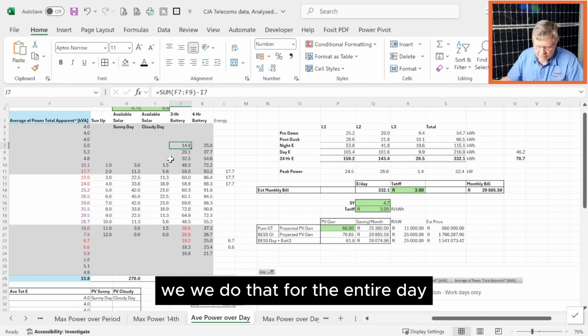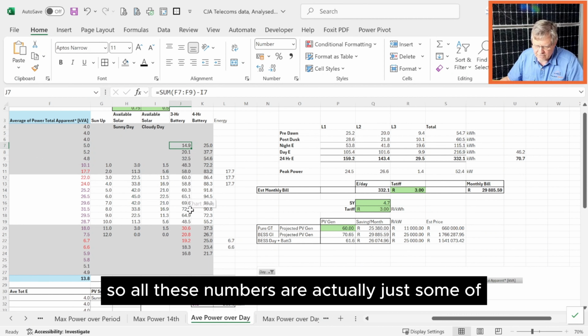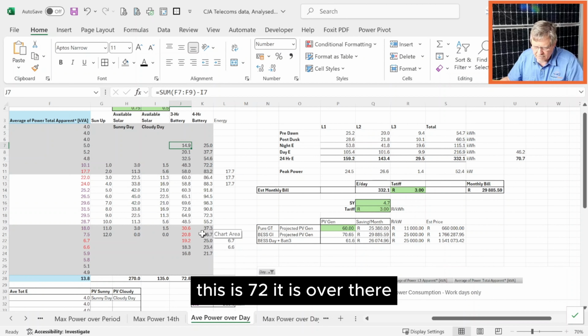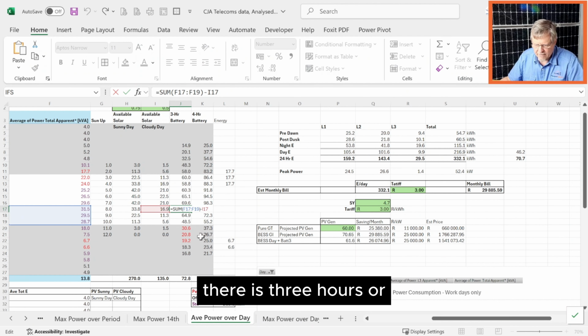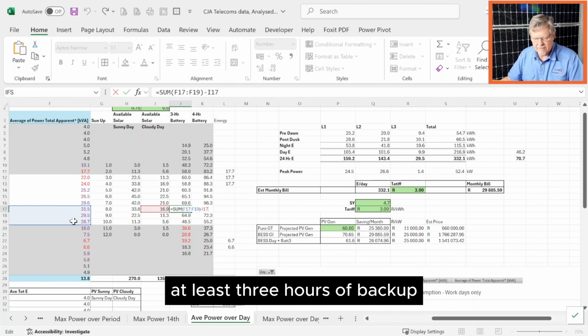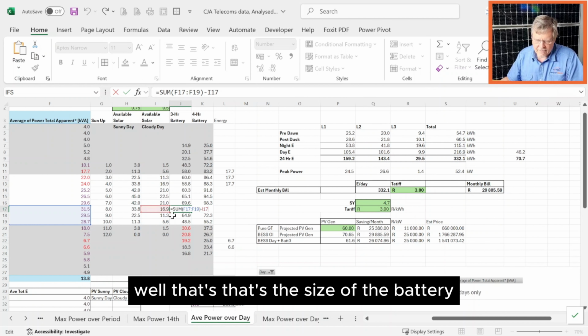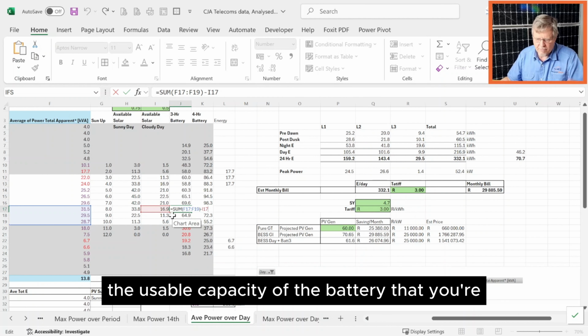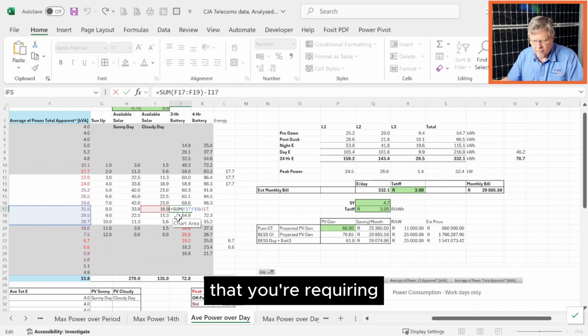So we do that for the entire day. All these numbers are actually just the sum of three hours. Let's find the highest one here. It's the 72. It is over there. If I look at the highest value there, these 3 hours are the 3 hours where your consumption is the highest. So if you want the battery to guarantee you at least 3 hours of backup, that's the size of the battery, the usable capacity of the battery that you'll be requiring.